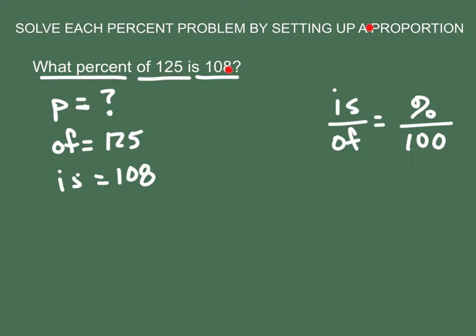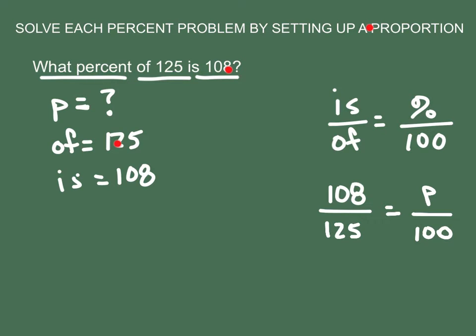Now once we have those values, you can use the percent symbol or you can use P, it doesn't really matter. I'm using P because we don't know what that is. Let's set this up. I'm going to replace is with 108. So 108 divided by of, which is 125, is equal to your percent P out of 100.